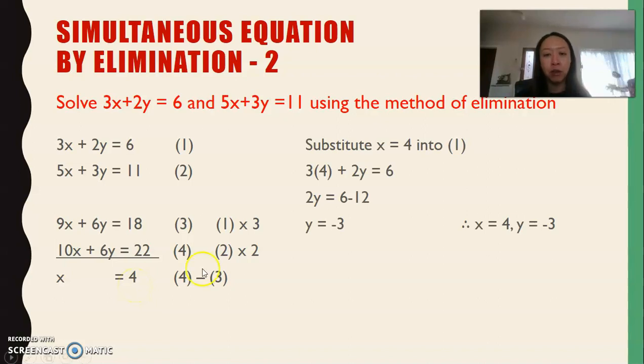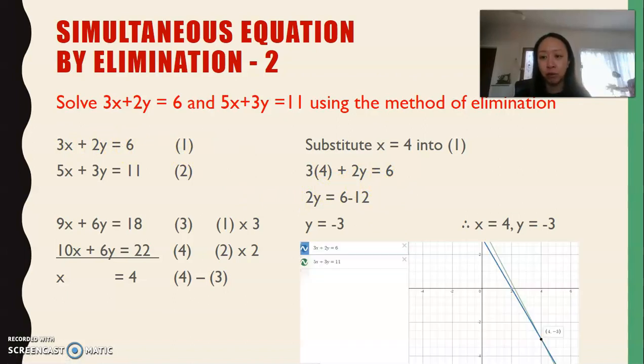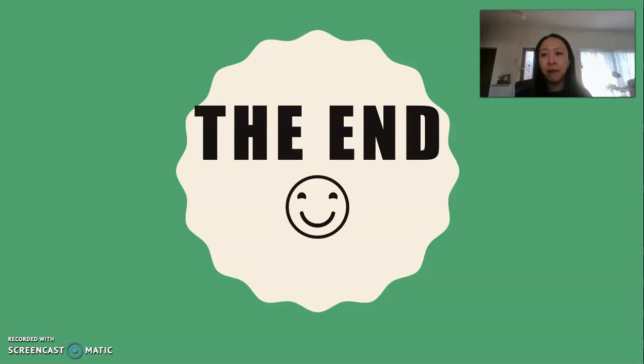To find the value of y is pretty much similar to what we have done before. So all you have to do is substitute the value of your x into either one of the equations. I pick equation 1. So you will get the corresponding value of y, which is negative 3. So that's how we solve questions using simultaneous equations.